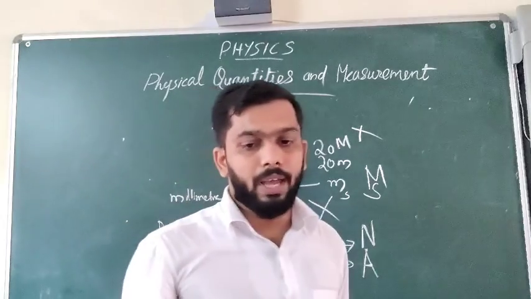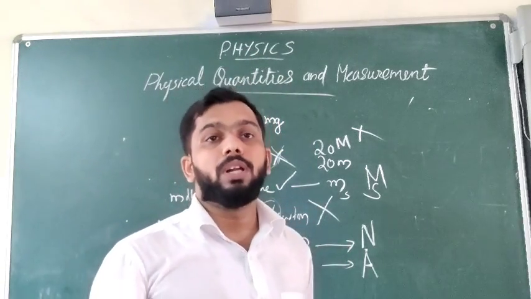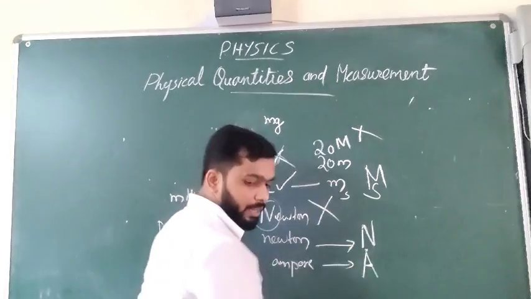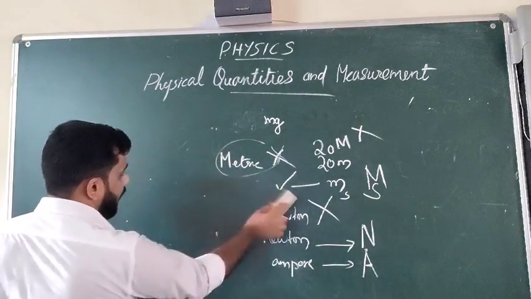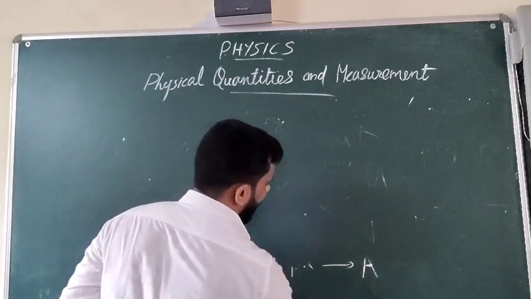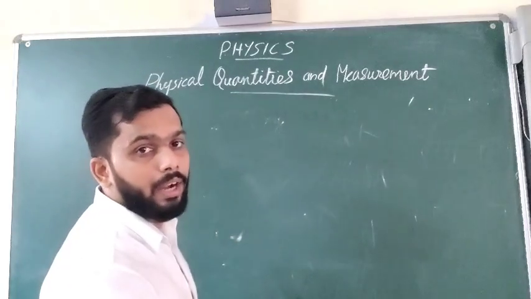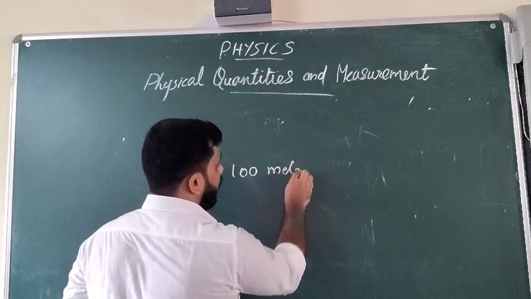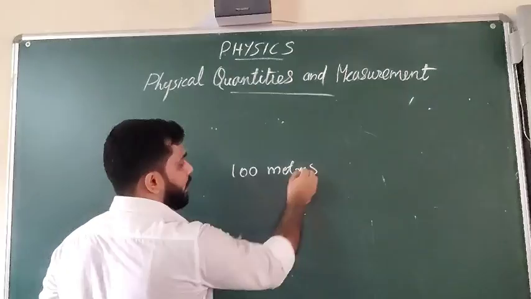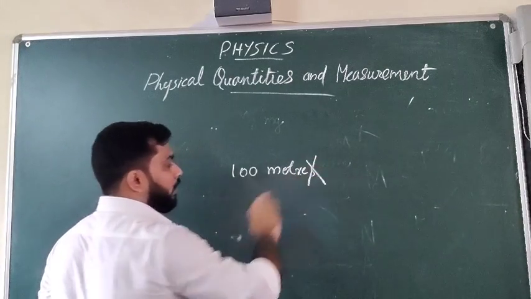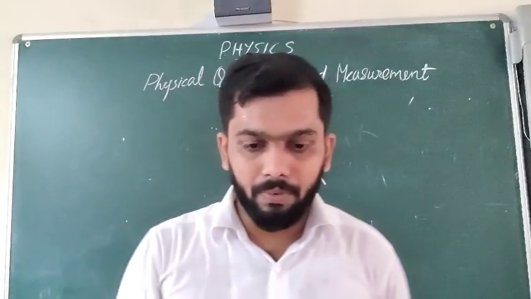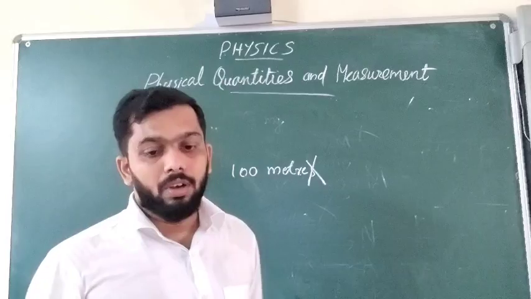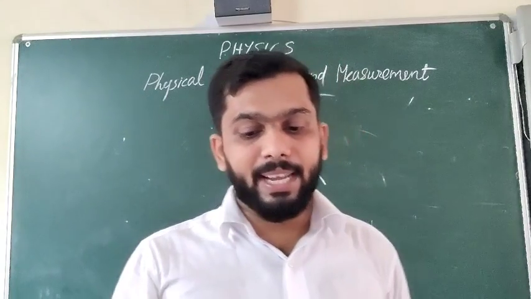Small letter mg. Then plurals. We will never use plurals for the units. That means we will never say 10 meters. We will say only 10 meter. Or we will not say 100 meters. We will use only 100 meter. When you are writing the plural, you will not use s. There will not be any plural form. You will have only that same name. Then 10 seconds, you will not write 10 seconds with an s.